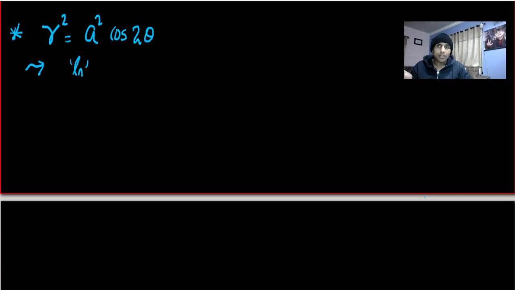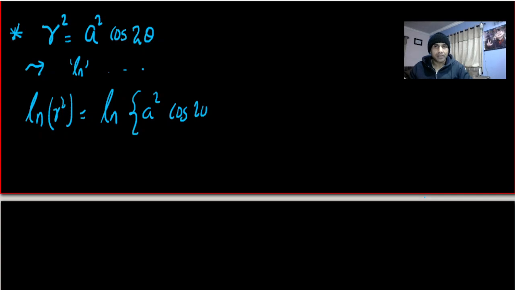Now let's check out one problem. So please write. Find the pedal equation for r square is equal to a square multiplied by cos 2 theta. What is step number 1? Take log on both sides. In examination, you have to write taking log on both sides. So I'm going to get log r square is equal to log of a square into cos 2 theta.